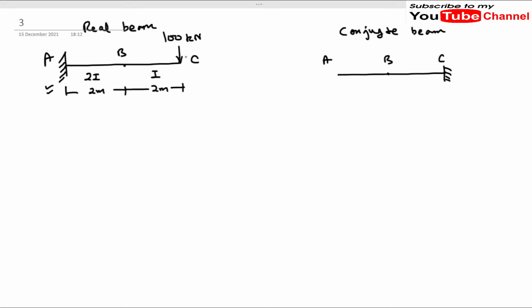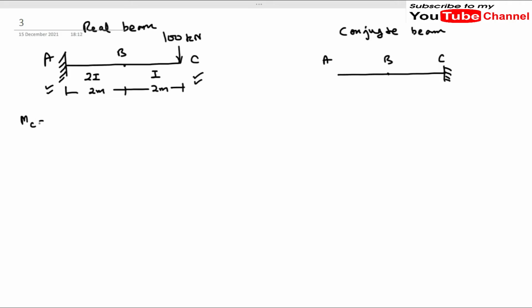Now what will be the loading on this conjugate beam? That is very important. To find the loading on the conjugate beam, we have to draw the M by EI diagram for the real beam. To draw the M by EI diagram, we have to draw the bending moment diagram first. For that, we will find the bending moments.